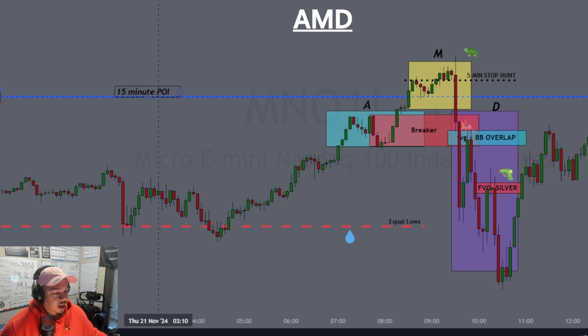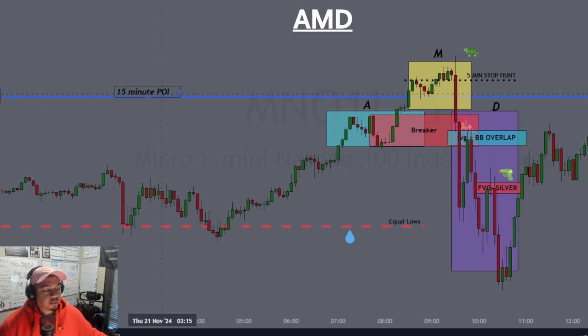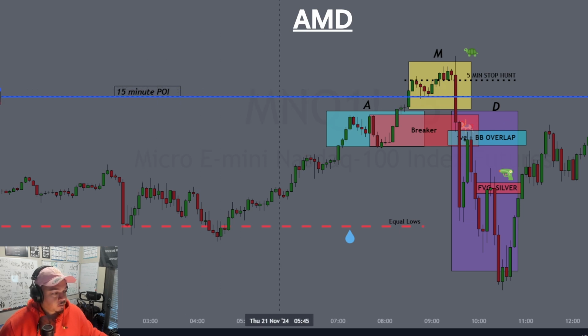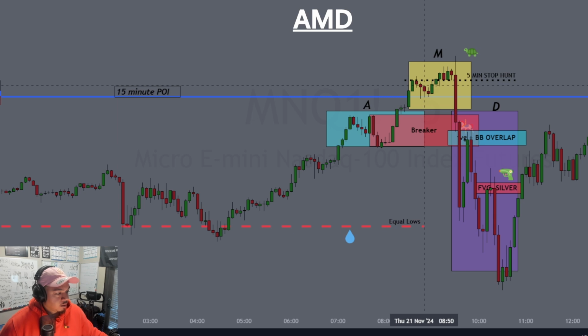Like I said, we want a higher time frame point of interest to be intercepted after accumulation. So this is a 15-minute point of interest, this blue line. What we had here was accumulation, so we created a range. We broke above that 15-minute point of interest. We had another small teeny range. Then we violated that range. That's a 5-minute stop hunt.